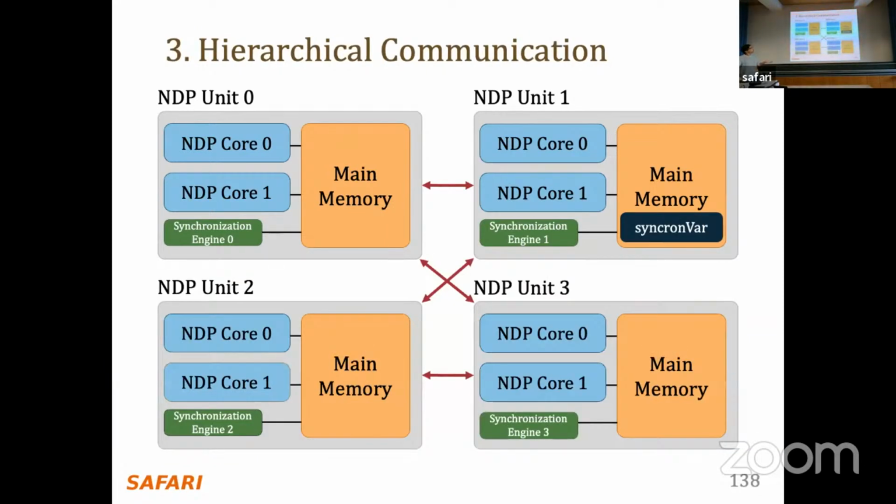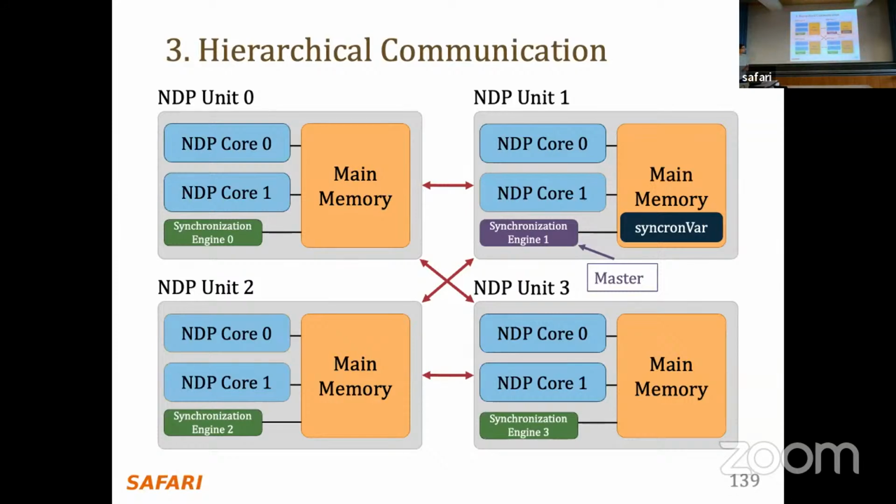Then the communication is hierarchical. If two NDP cores, NDP core 0 and NDP core 1, reside in the same NDP unit, synchronization will stay in its own synchronization engine, right? Because it's only local. But if it affects the rest of the NDP units, in that case, we will need to use this hierarchical communication protocol.